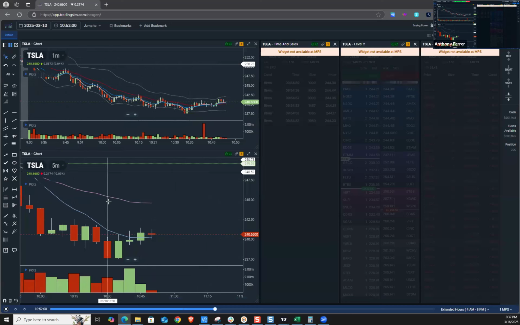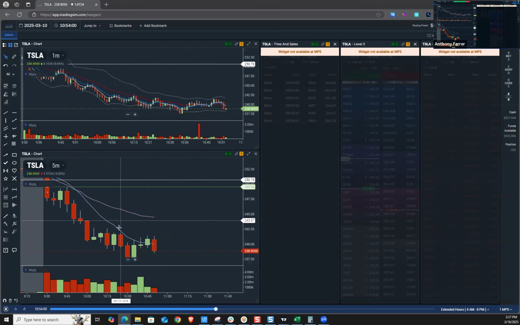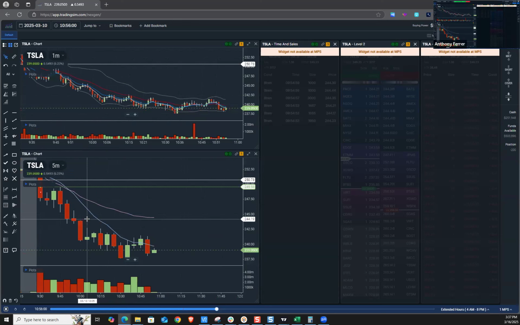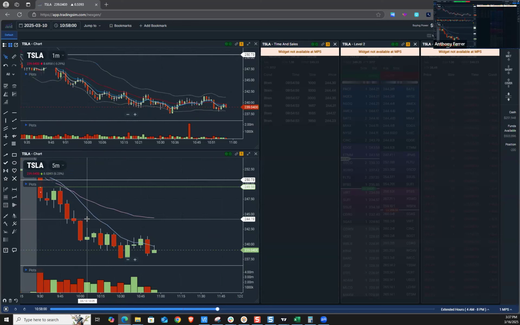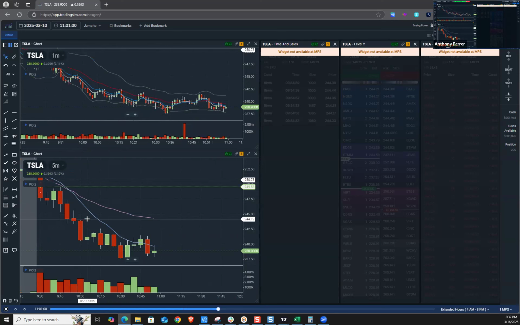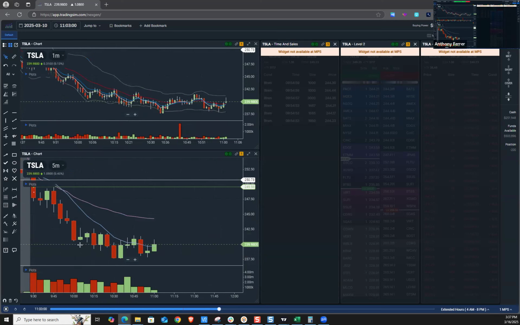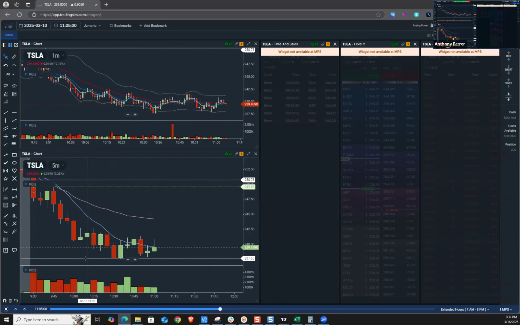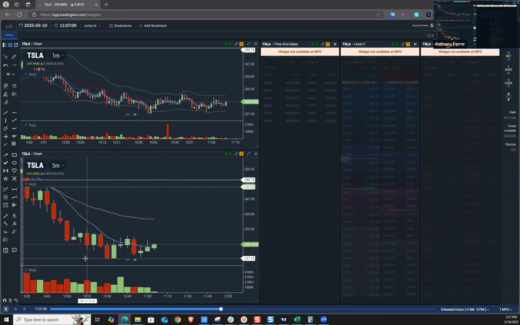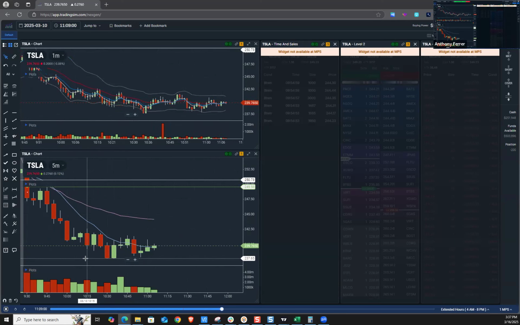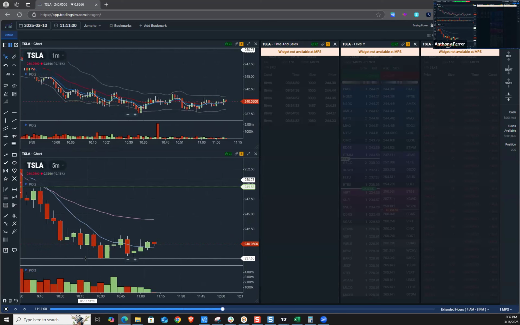If anyone sees anything you want me to highlight or slow down on, let me know. Okay, so at this point I start seeing this next low, this 237.50, is probably where I would be having an alert set at this point.